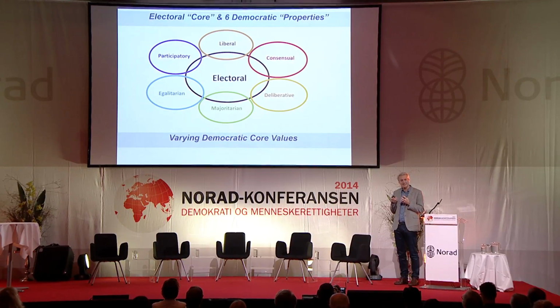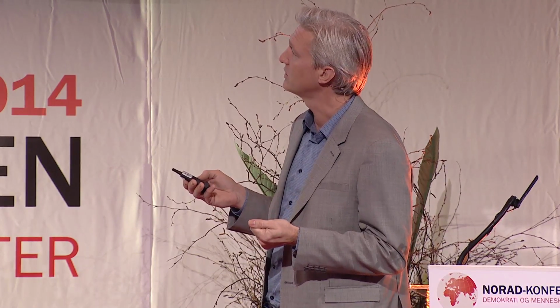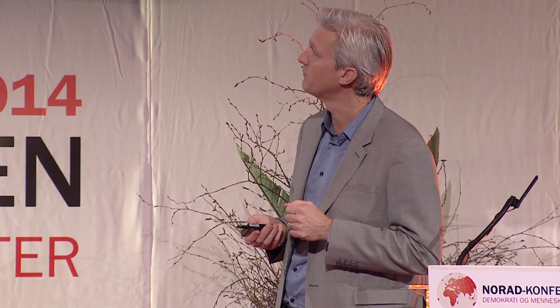So one of the most fundamental things that we try to do is to go beyond the purely electoral notion of democracy. That's still the core of the way we measure democracy. We still think that's the most important core. But we also look into other dimensions, and not only the liberal one, but also things such as participatory democracy, egalitarian democracy. Are these rights really equally distributed in society? Deliberative democracy, what's the quality of public discourse in a democracy? Majoritarian, consensual democracy. So we really make an effort to go beyond this purely electoral core.